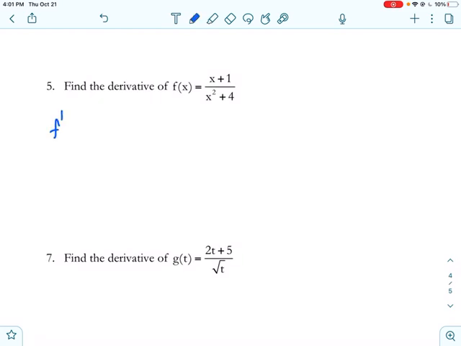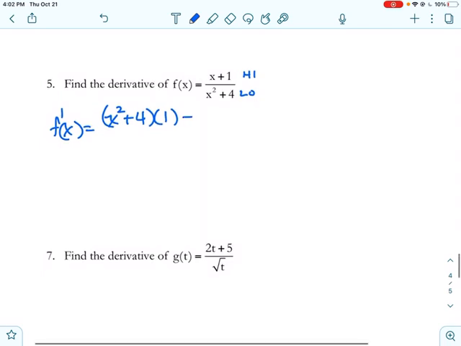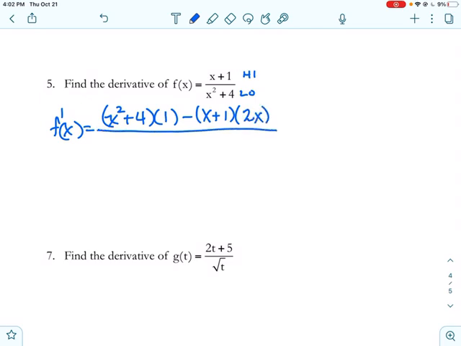I'm going to do f prime of x is equal to low. Here's your low. Here's your high. So using the quotient rule with this problem, finding the derivative of f of x, we have x squared plus 4. The derivative of the high is just 1. The derivative of x plus 1. Low d high less high, x plus 1. Always careful to use parentheses too. Times the derivative, low d high less high d low, 2x here. And that would all be over the quantity x squared plus 4, squared.